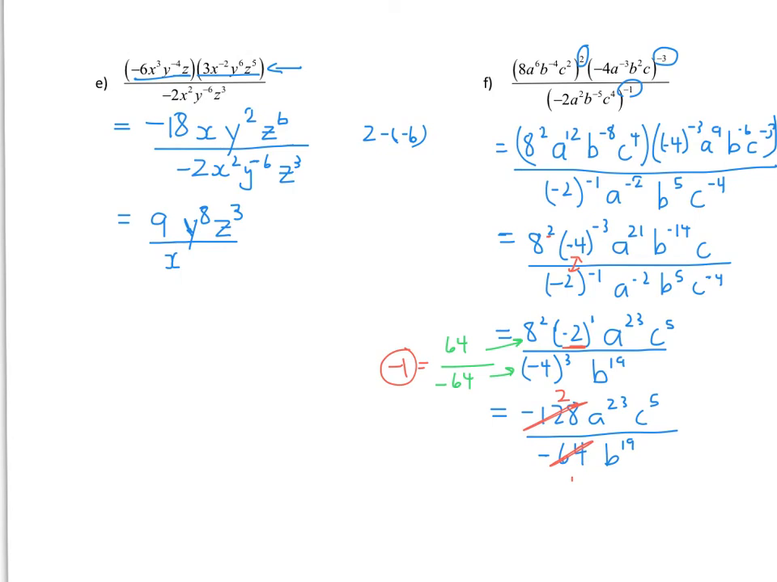So overall, because I don't have my calculator in front of me, I know that should be positive 2, a to the 23, c to the 5, all divided by b to the 19.